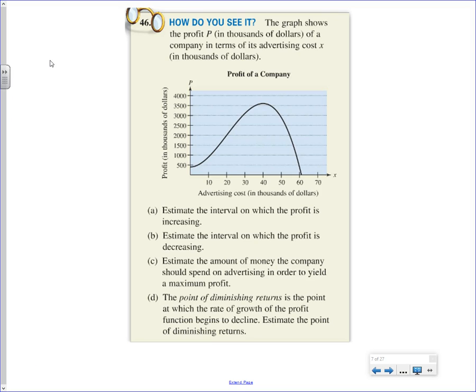Let's see what we got. I'm gonna turn off one of the lights so that we can see it a little better. The graph is kind of funny. She has a nice graph. How do you see it?